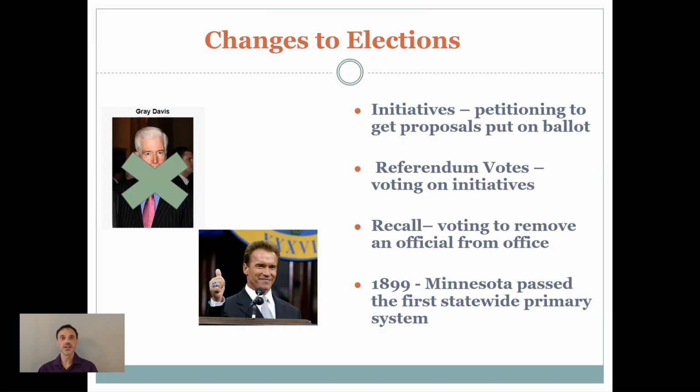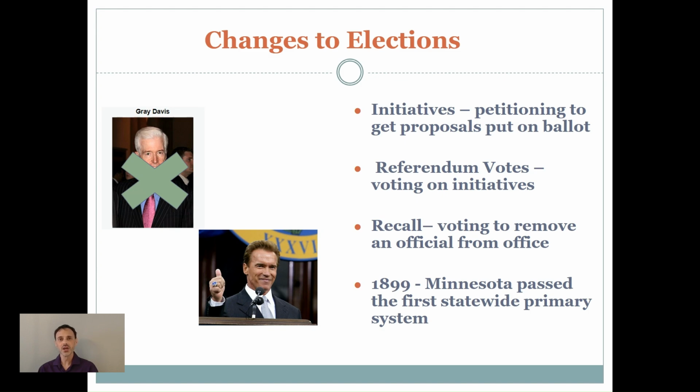That's how Schwarzenegger got elected when the previous governor had been recalled. Several states had them. Other states did not. Texas, for example, did not have the recall election. States throughout the country, however, had referendums and initiatives, and these are both giving the citizenry, again, maybe legislative power or executive power that they never had before.